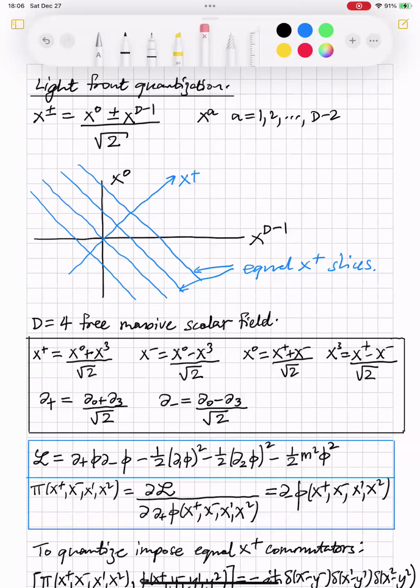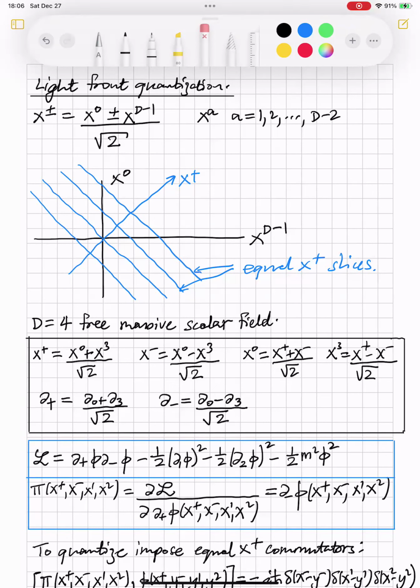Okay, so I've tried to tidy up a little bit and record the most important formulas. So we're doing light front quantization. We're going to work with x plus minus and x^a. a goes from 1 to d minus 2, and x plus minus are built out of x naught and x^(d minus 1). The equal x plus slices are these lines of gradient minus 1. So this is the first difference to an equal time quantization.